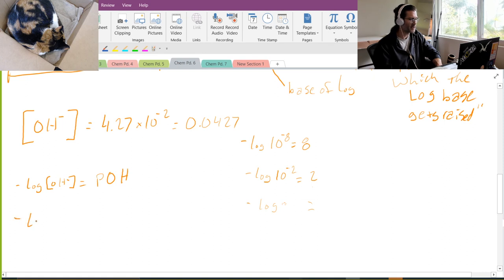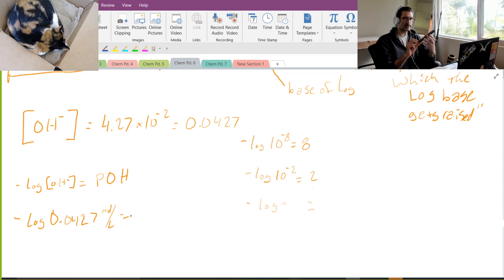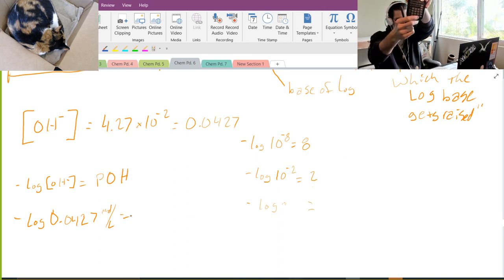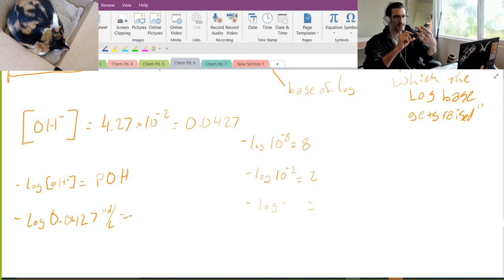So I'm going to take the negative log of 0.0427 moles per liter, and I'm just going to plug that into my calculator. Down here at the bottom, there's this negative sign in parentheses. It's not the same as the minus. It's a minus in parentheses, and that makes the thing negative.